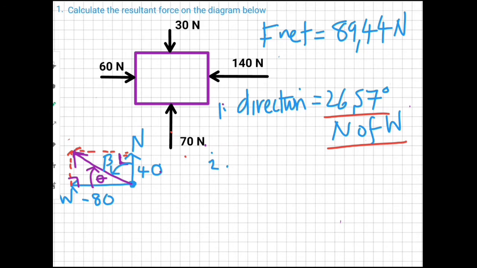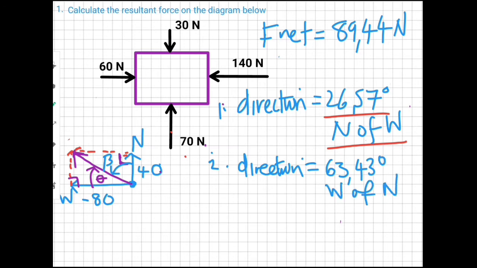So the angle beta will be from the horizontal to the vector. Okay, you could calculate that angle. You'd get what? Or you could say the direction is actually 63,43 degrees west of north.